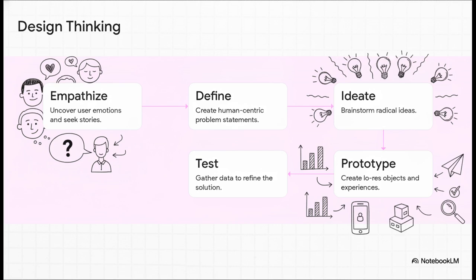We start by empathizing with our users to uncover their real emotions and stories. Then, we define the core problem by creating a human-centric statement. Next, we ideate, meaning we brainstorm radical ideas with zero judgment. Then we actually build a prototype, creating low-resolution objects so we can learn quickly. And finally, we test those prototypes to gather data and, frankly, to embrace potential failure in a completely safe way.